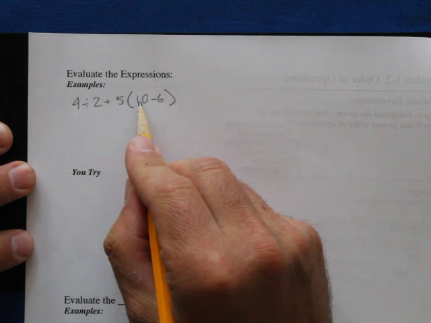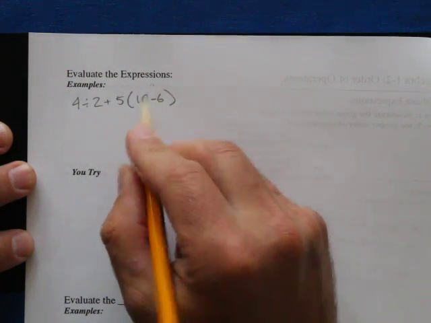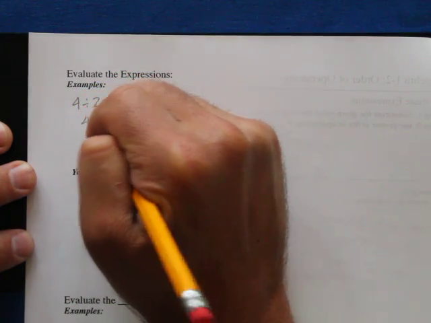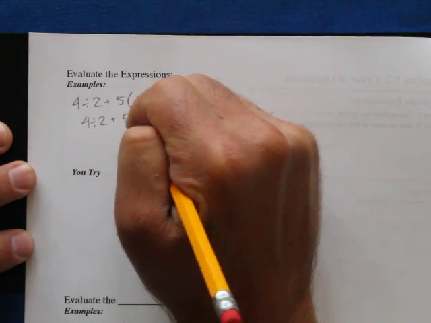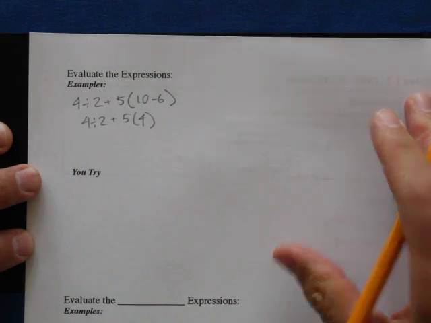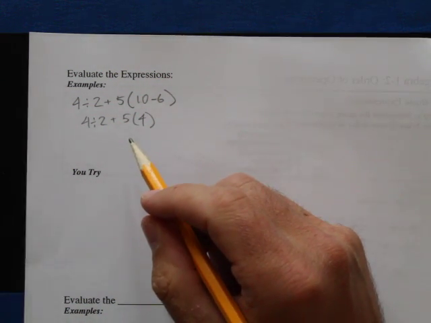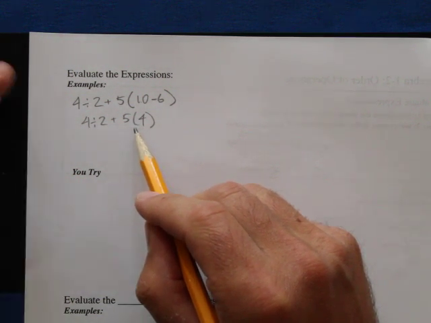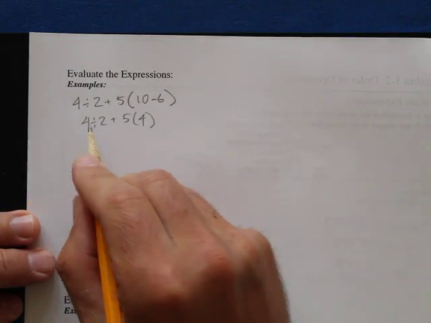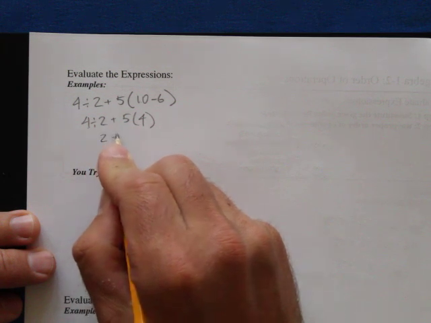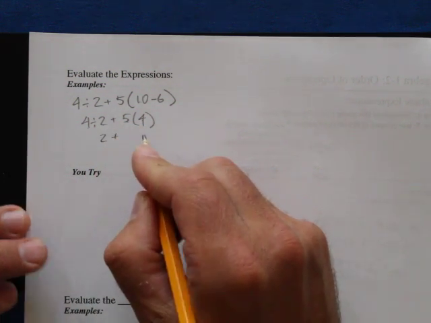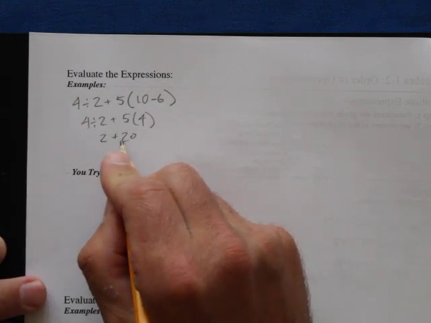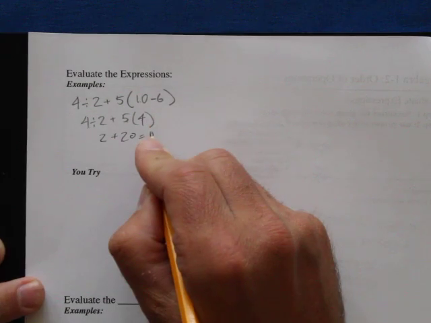Parentheses was first. So 10 minus 6, I got to do that. That's 4. So I've got 4 divided by 2 plus 5 times 4. Now, the next thing after parentheses was exponents. I don't have any exponents here. Now multiplication and division. So 4 divided by 2 is 2. Plus 5 times 4. 5 times 4 is 20. Now it's addition and subtraction. 20 plus 2, or 2 plus 20 is 22.